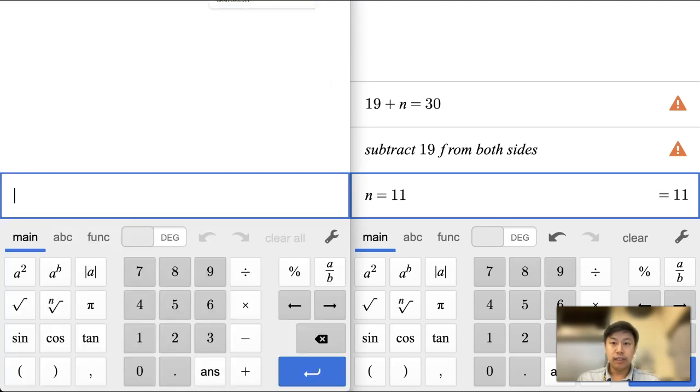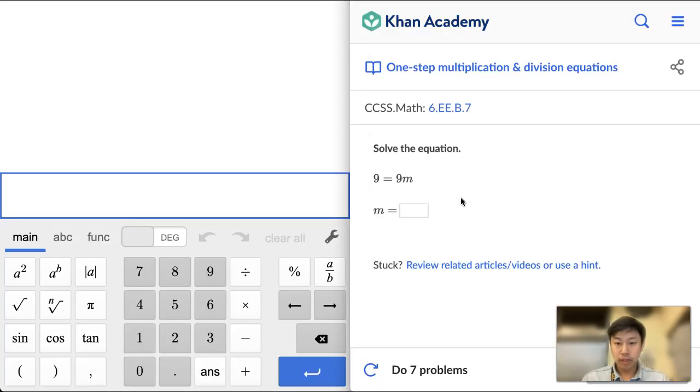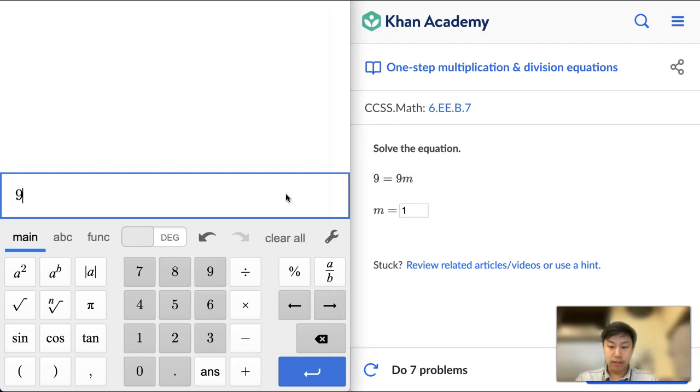All right, let's look at a multiplication. So this is going to be 9 equals 9 times m. If you see 9m, that's the same thing as 9 times m. There's like an invisible multiplication symbol in there. So think about it: 9 times what number will give you 9? Well, it'll be 1. Let's show the whole steps, because once we get to the more complex, we'll need it.